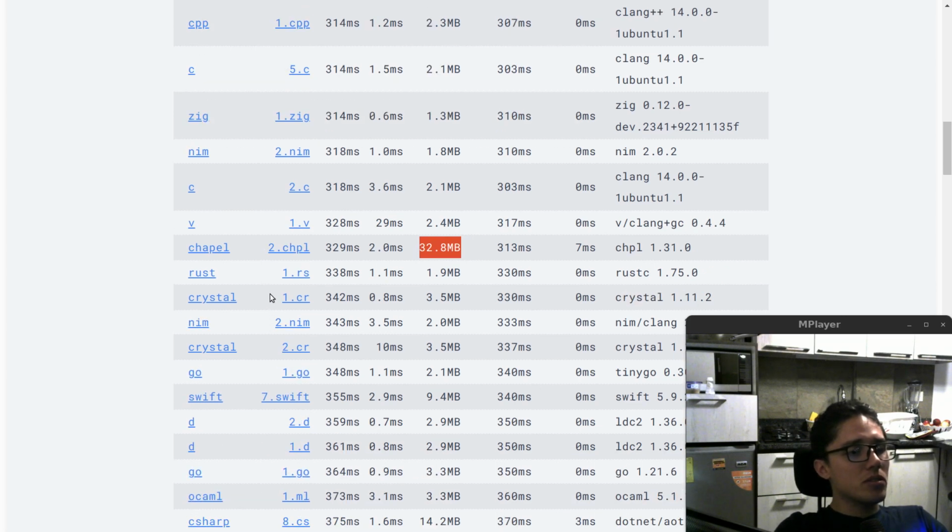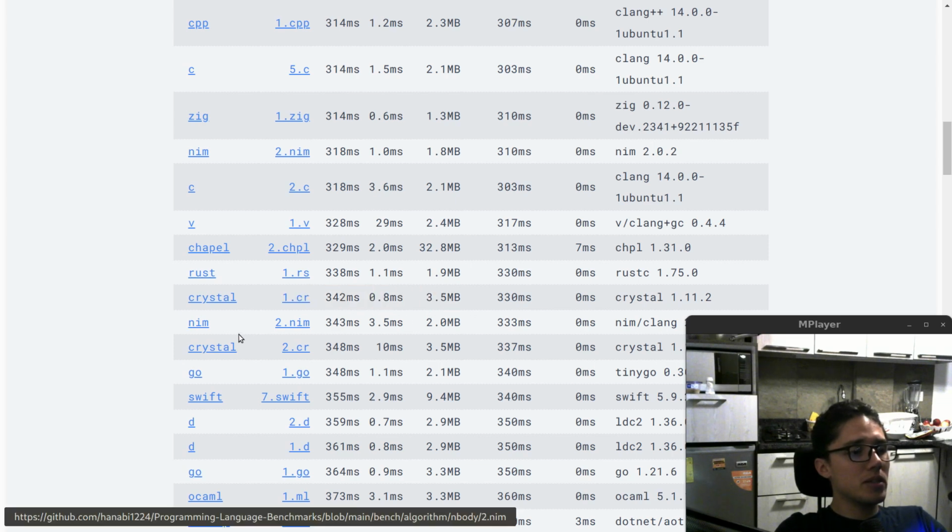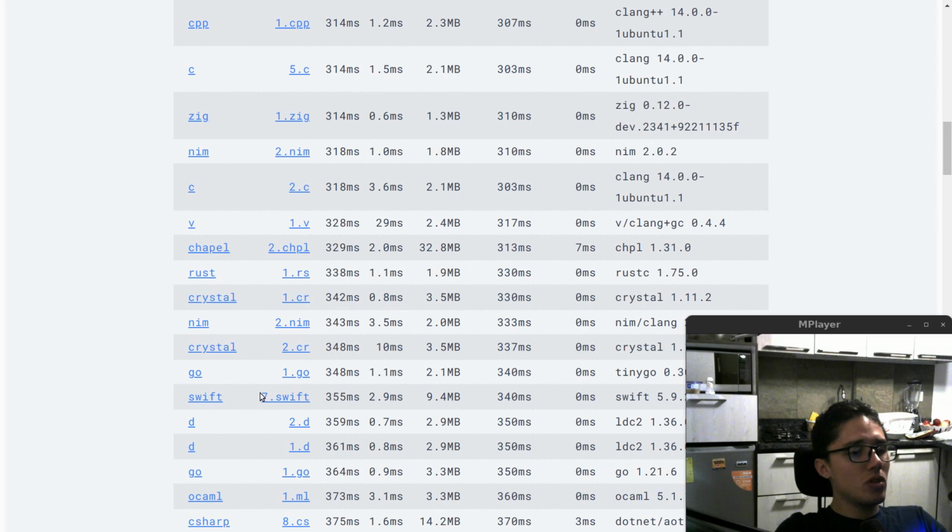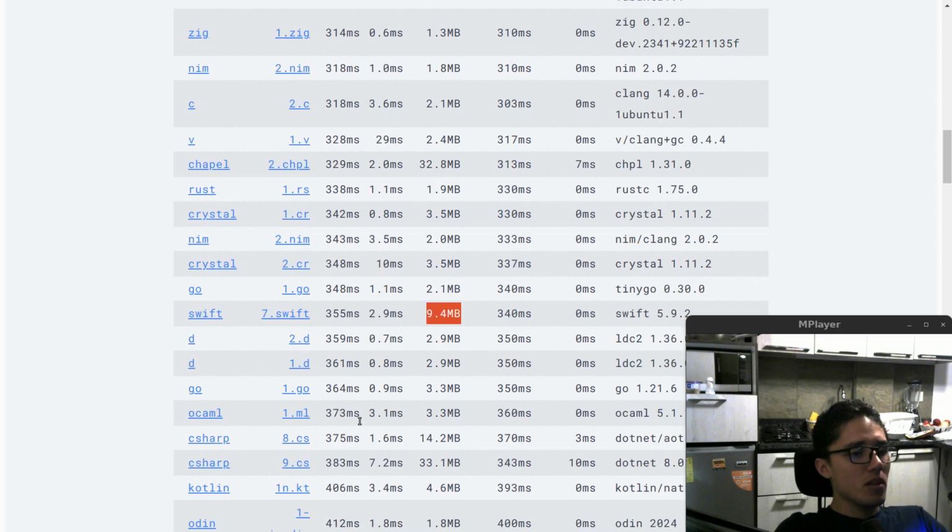So then we have Rust, Crystal. Crystal is decent, 3.5 megabytes. Nim, Go, Swift. Swift has a bit more memory here. So probably D also, these are fast as well.